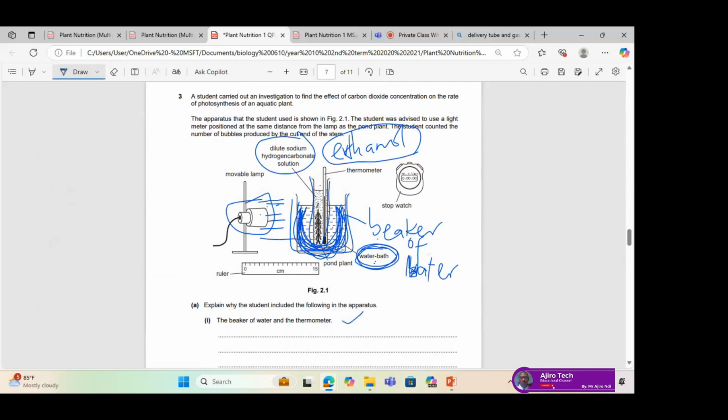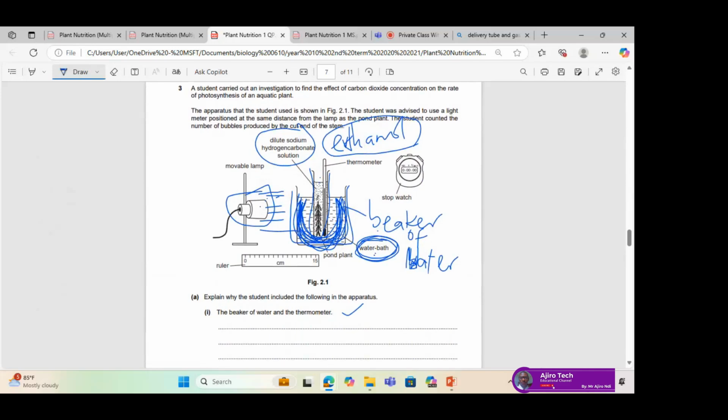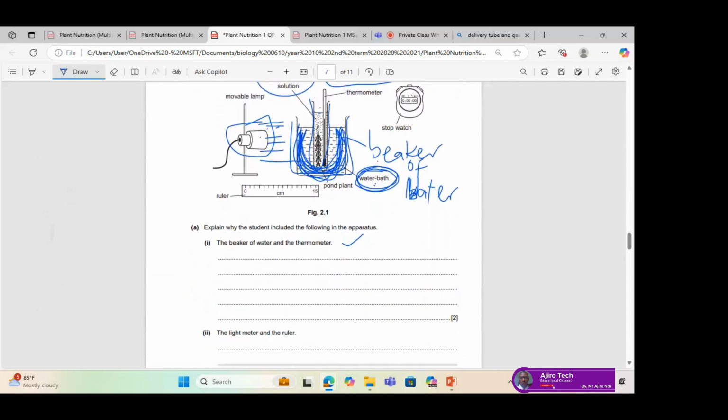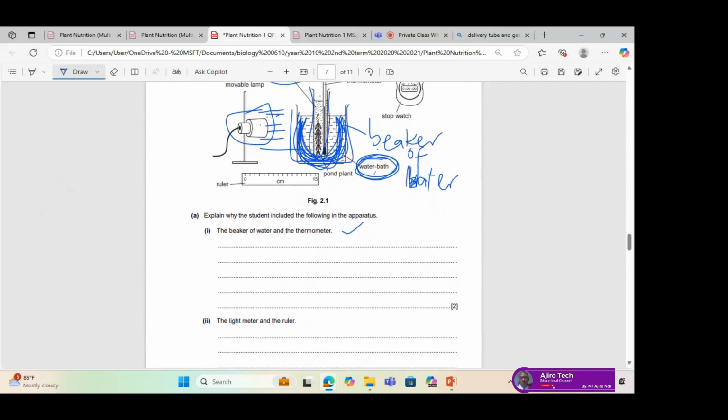What's the thermometer for? To basically measure and check the temperature of the water. Yes. How about the light meter and ruler?